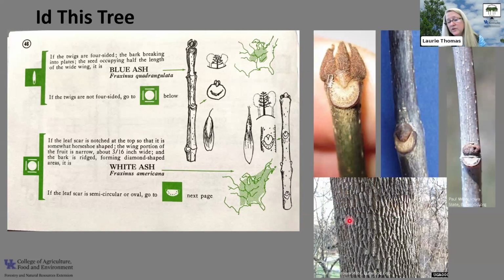Instead, and here's the bark of our tree, what we've got is a white ash. And we can see we've got that U-shaped, horseshoe-shaped leaf scar, which is indicative of a white ash, whereas our green ash is going to have that D-shaped leaf scar. And our blue ash had the square twig. So those are some easy winter characteristics for helping us distinguish some of our different ashes that we have here in the state.